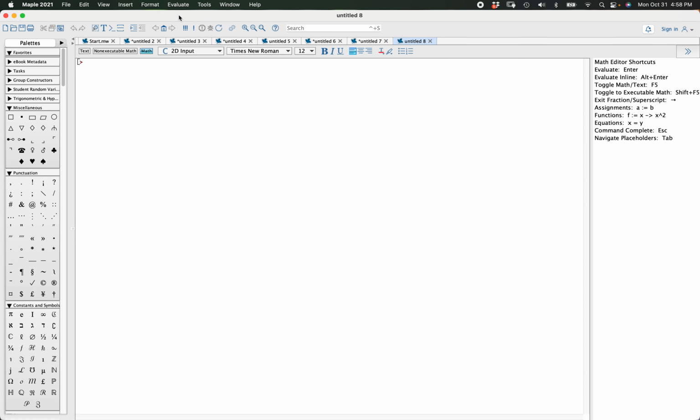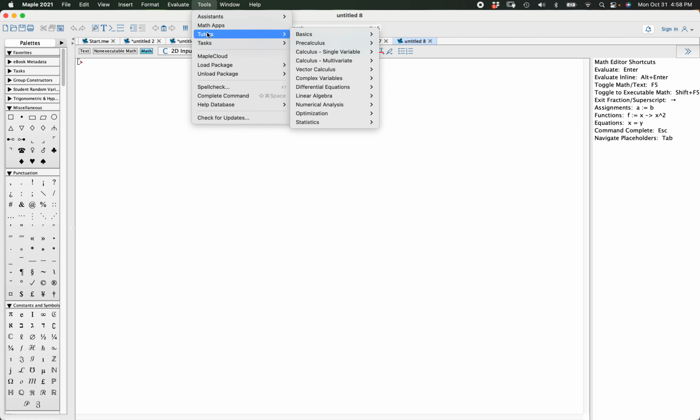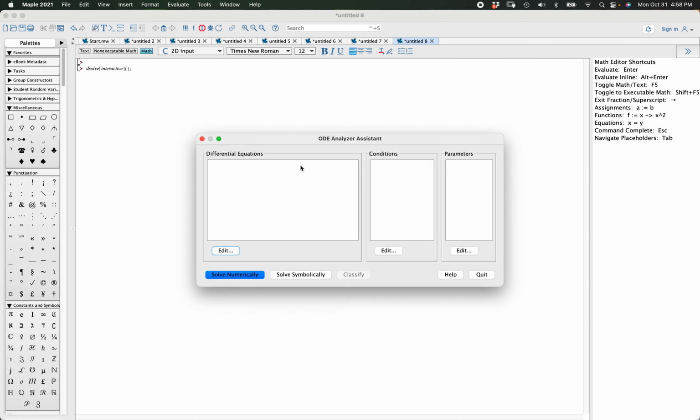So we're going to go into worksheet mode on this one. To kick things off, highlight Tools, go to Tutors, and some versions might have it under Assistance. If we go to Tutors, we'll go to Differential Equations and then ODE Analyzer Assistant, and you're going to have this item show up.